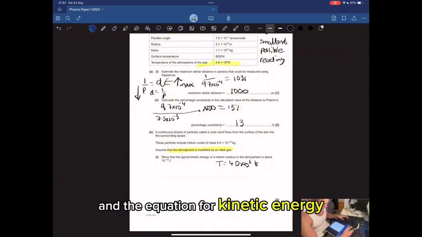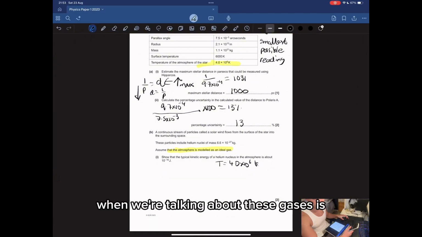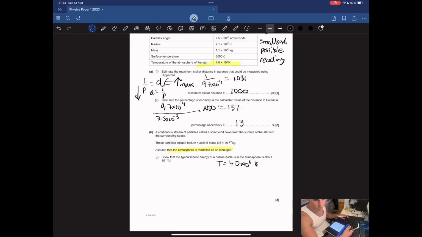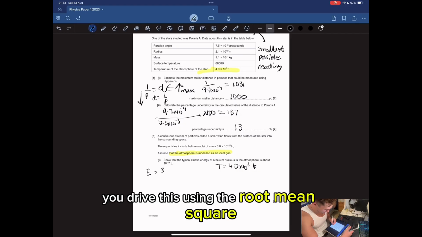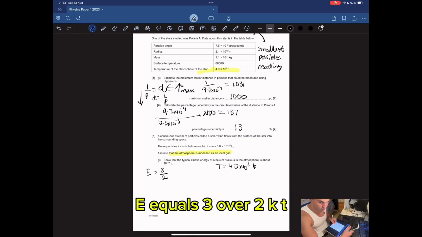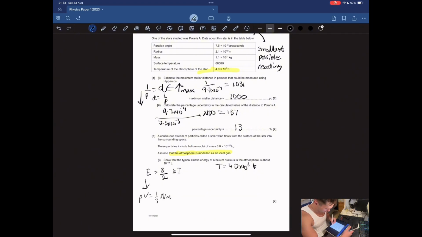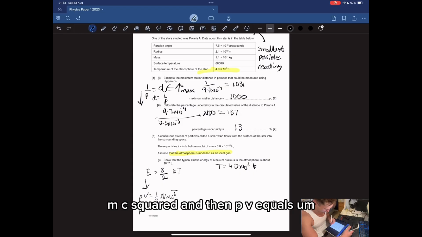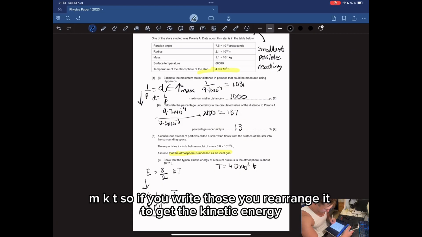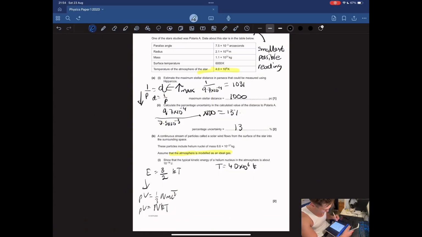And the equation for kinetic energy when we're talking about these gases is E. Sorry, I forgot. You derive this using the root mean square. E equals 3 over 2 kT. And this is just derived using PV equals a third mc squared, and then PV equals NkT. So if you equate those, you rearrange it to get the kinetic energy.